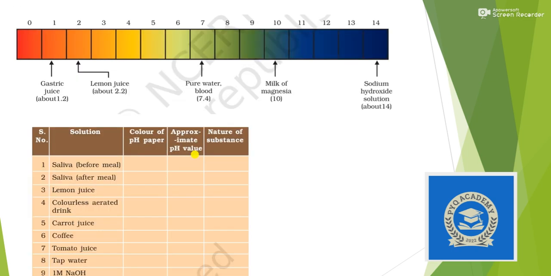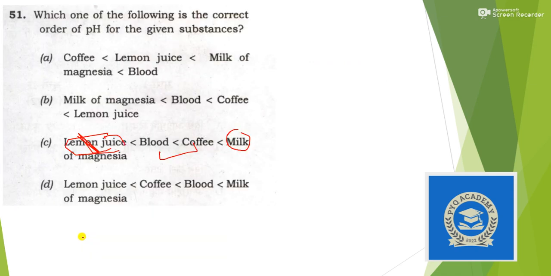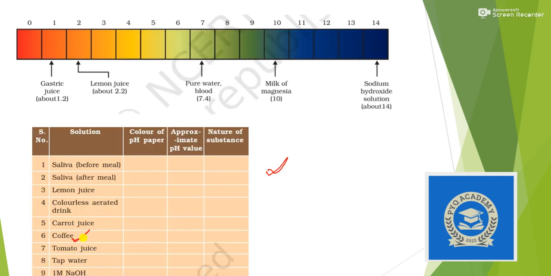Now you can find here why these kinds of statements or fill in the blanks which are given in the book are important. Suppose you had gone for knowing the pH of coffee, then you would have found it very easy to solve this question, because you know the pH of lemon juice, blood, and milk of magnesia. You are only not knowing the pH of coffee. So it is a little bit acidic. So coffee will be somewhere here.